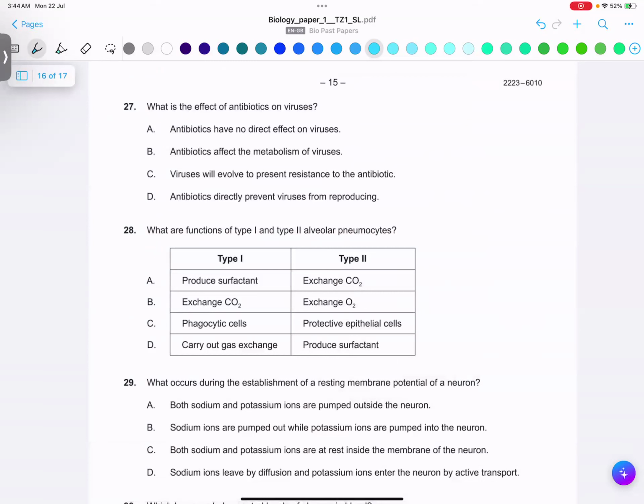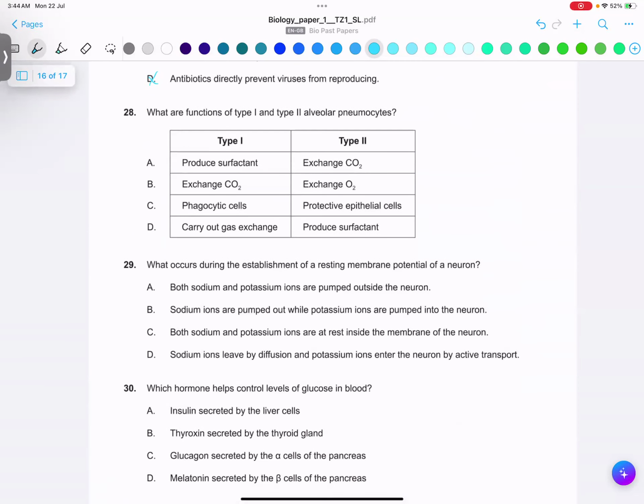27. What is the effect of antibiotics on viruses? Antibiotics have no effect on viruses, and that is actually true because antibiotics only affect bacteria and not viruses. So this is true. Again, viruses are not living, so they cannot have metabolism, for B. Viruses will evolve to present resistance to the antibiotic. Again, no. Antibiotics directly prevent viruses from reproducing. No, viruses are not living things, okay?